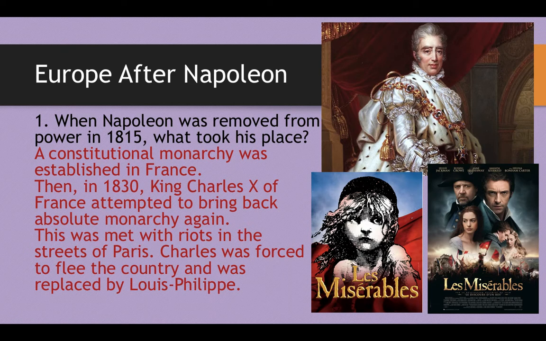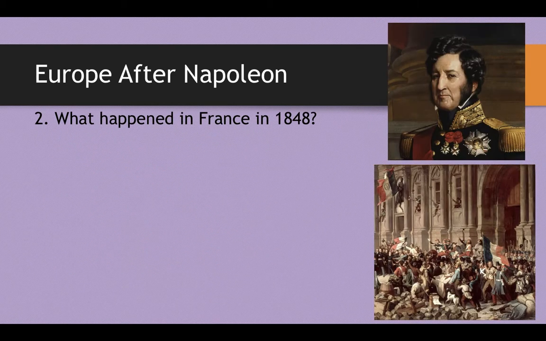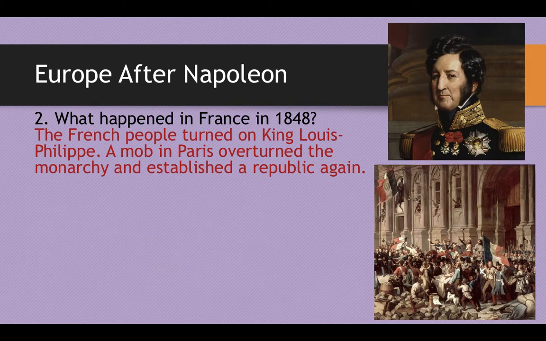Then in 1848, the French people turned on King Louis Philippe, okay, the person who had taken power after Charles the 10th abdicated the throne and fled. And a mob in Paris overturned the monarchy. They said, okay, we're not going to even have a constitutional monarchy anymore. We've tried it for a while. Things aren't all that much better. We're going to have another revolution and overturn the monarchy and establish another republic, okay?